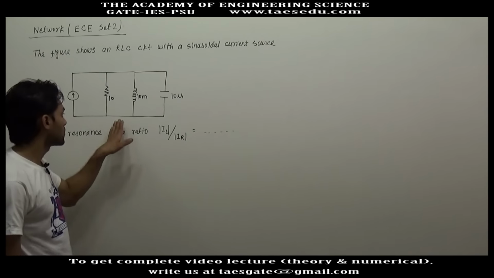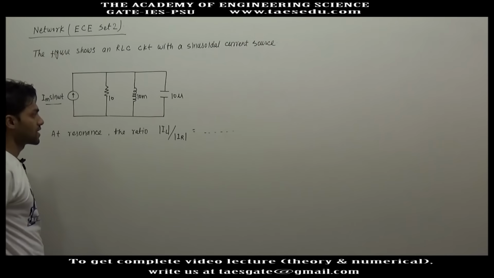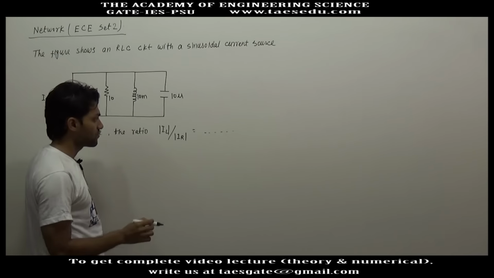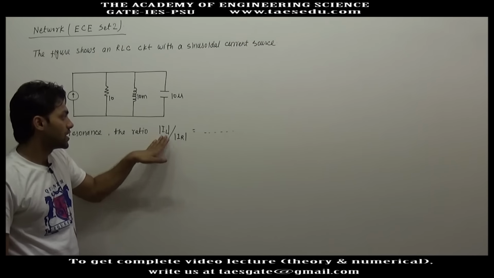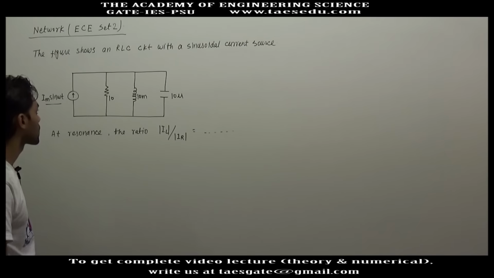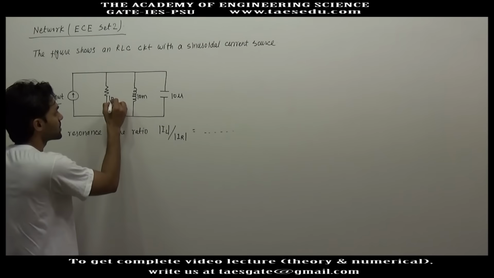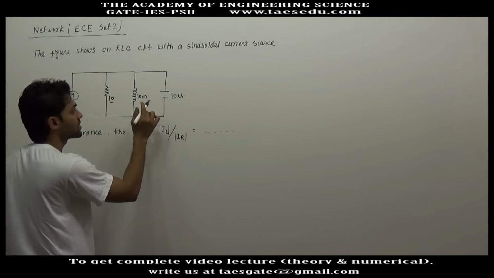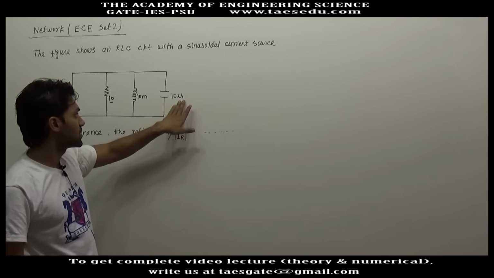This is the case of a parallel resonant circuit. The circuit is in resonance. The source current is a sinusoidal current source. So in resonance, we are required to find the ratio of the magnitude of inductor current to the magnitude of resistance current. Now this circuit is in resonance, this resistance is 10 ohm, inductance is 10 millihenry, and capacitance is 10 microfarad.